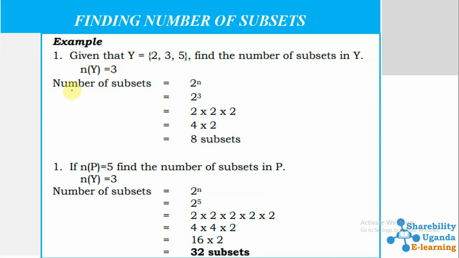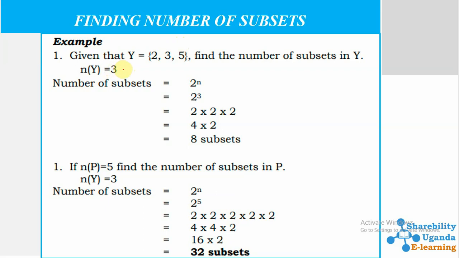Then to get the number of subsets within y, we shall state our formula, which is 2 to the power n. Remember, to get the number of elements, we just need to count these elements. How many elements are within this set? Can we count them together? Yes. This 2 is the first element, 3 is the second element, 5 is the third element. That means the number of elements of set y is equal to 3.